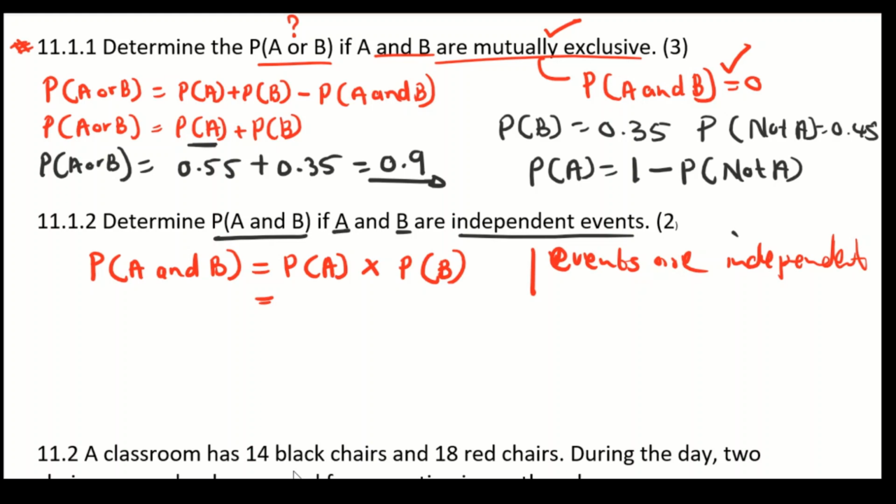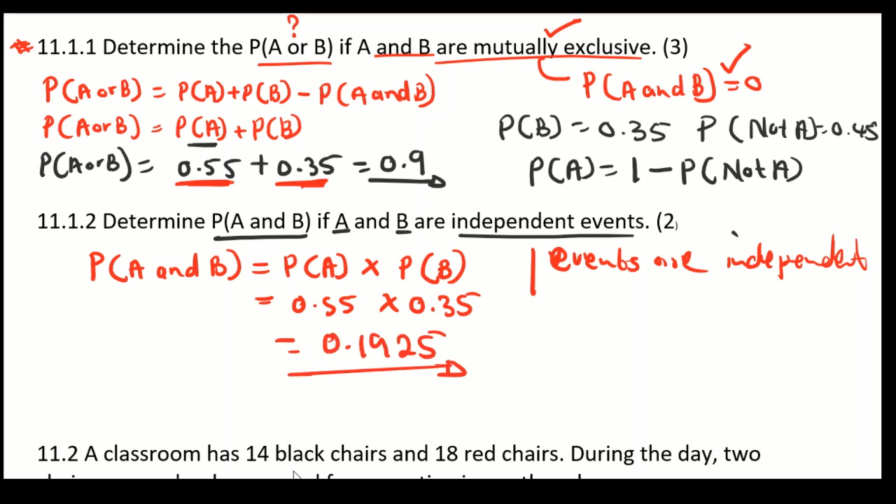Now, what's the probability of A? We just calculated it in the previous question. It was 0.55. So 0.55 multiplied by, what's the probability of B? It's 0.35. Then you multiply that in your calculator. Should get 0.1925. So that's the answer for this question. So please note that these types of questions are actually grade 11 questions, so they'll always appear in your grade 12 paper. So you just need to be able to understand them.